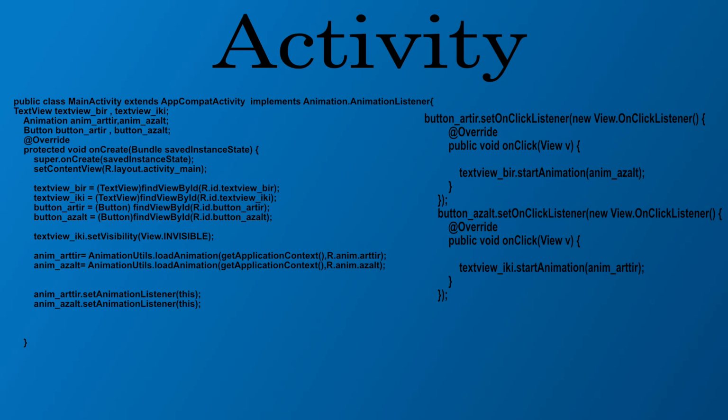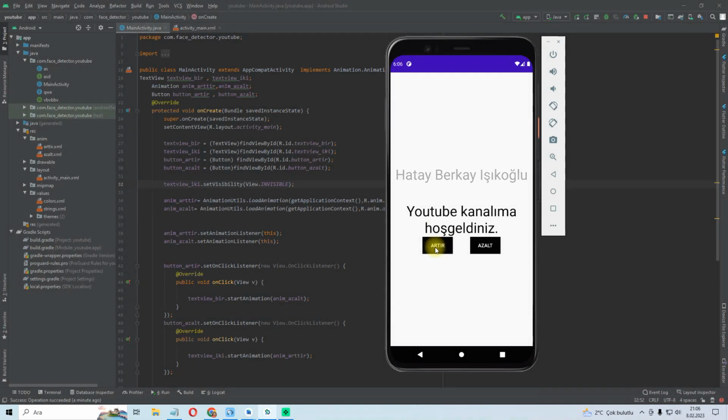Lastly, I set the animation listener to my animations and call them at our buttons. That's all. You can see our results now.